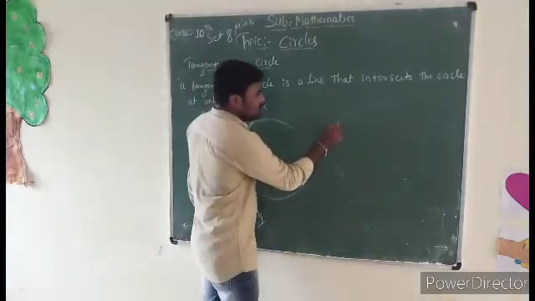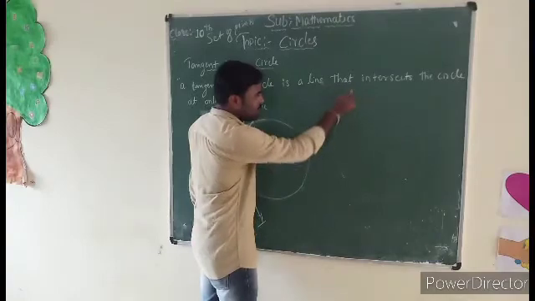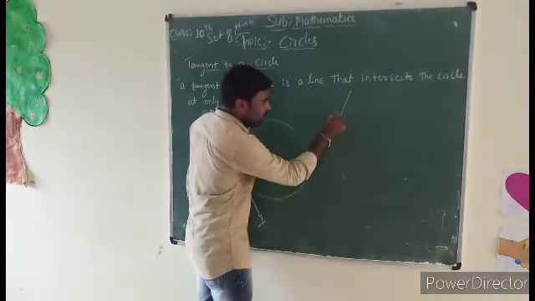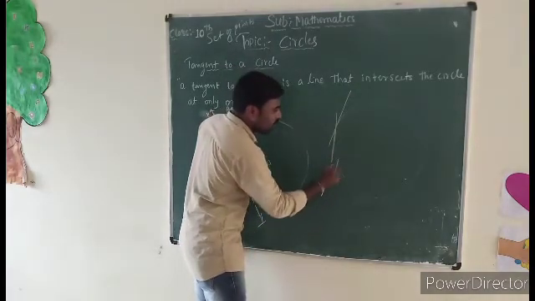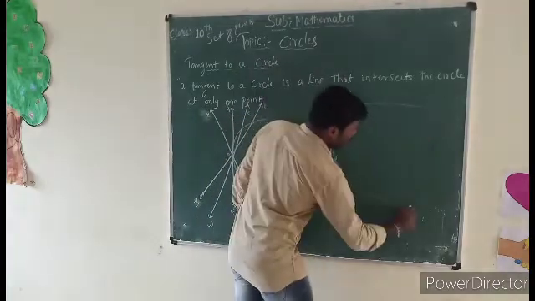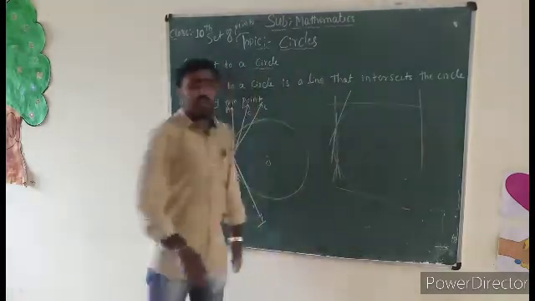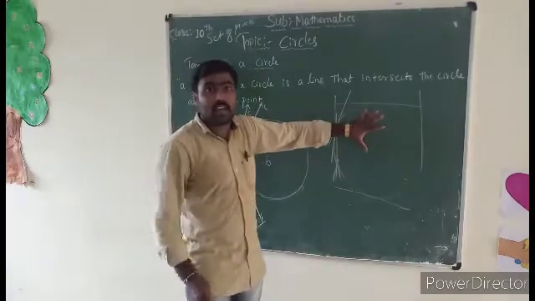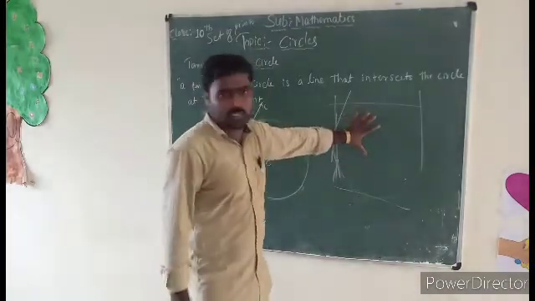How? Suppose the point of contact is here, we can draw a tangent here. If the point of contact is here, we can draw here. Again the point of contact here. Likewise parallel ones also, here likewise parallel also. So on the circle we can draw infinitely many tangents.